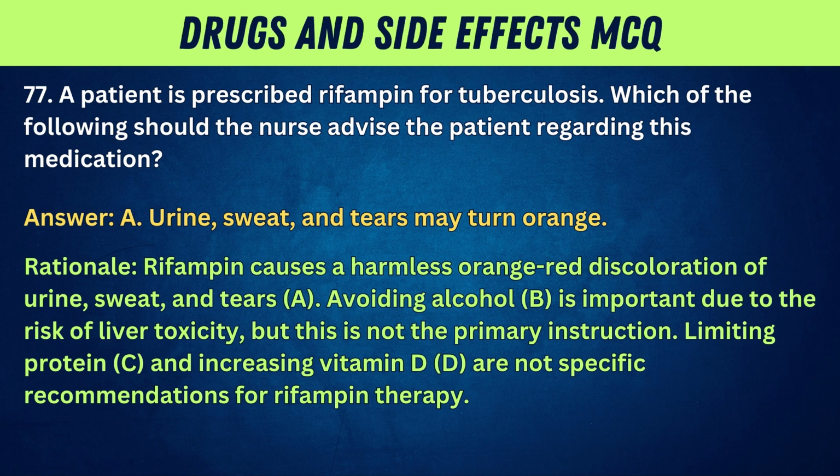Rationale: rifampin causes a harmless orange-red discoloration of urine, sweat, and tears, A. Avoiding alcohol, B, is important due to the risk of liver toxicity, but this is not the primary instruction. Limiting protein, C, and increasing vitamin D, D, are not specific recommendations for rifampin therapy.